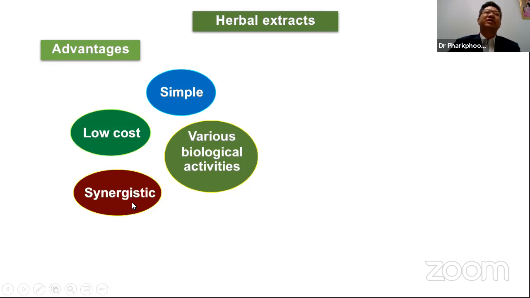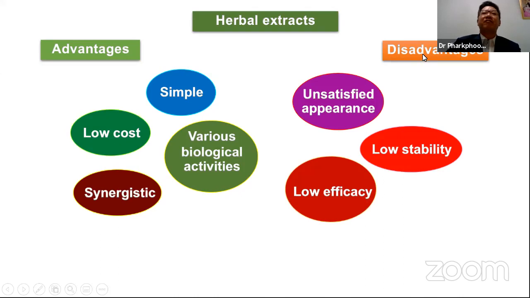And sometimes they have a synergistic effect, because you may see that sometimes when you use the crude extract, it has higher pharmacological activity than when you use a single compound. This means some compounds in the extract create the synergistic effect. So this is the advantage of the crude herbal extract. But it also has disadvantages as well.